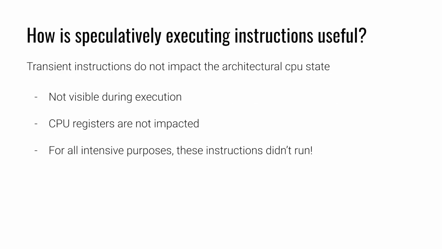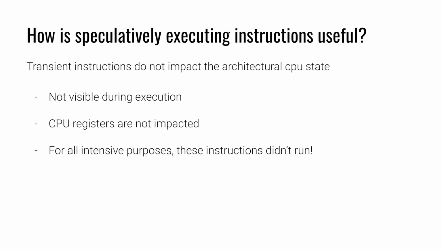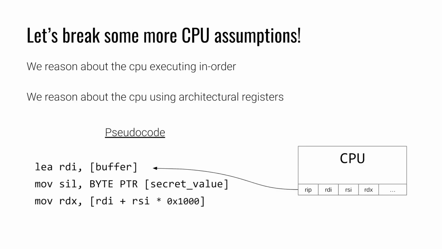When thinking about transient instructions, they don't do a whole lot. They aren't particularly useful. Transient instructions do not impact the architectural state of the CPU. It's not something that we can see during execution. It's not something that impacts the register values. Just because this last instruction was speculatively executed, as the CPU was kind of guessing what was going on, that doesn't change the value of RDI. And for all intents and purposes, from the perspective of the running process, these instructions didn't run. So how is this useful? How is this something that we can take advantage of as an attacker?